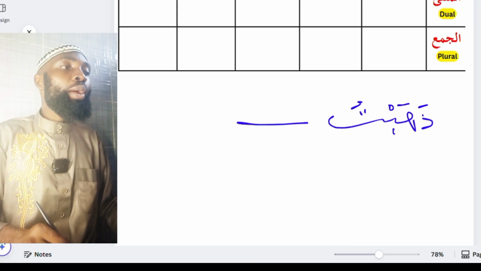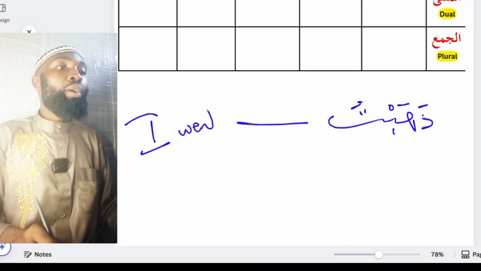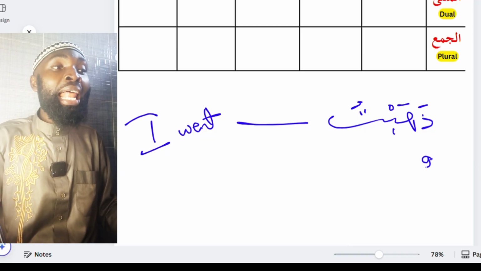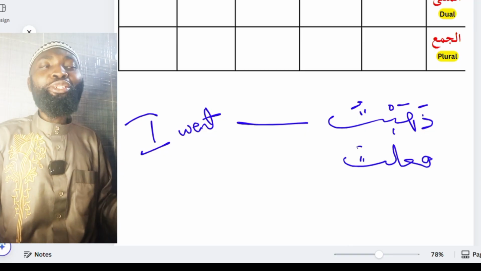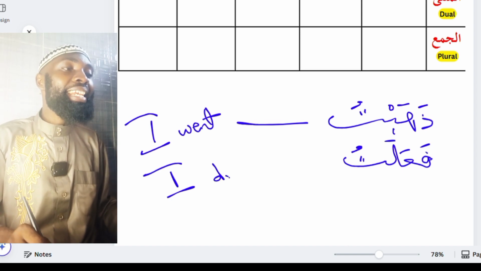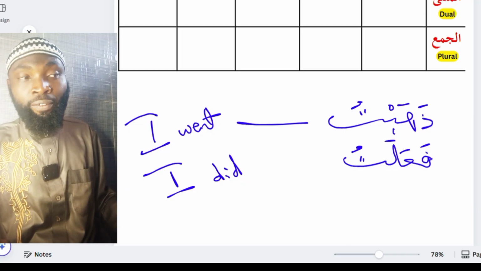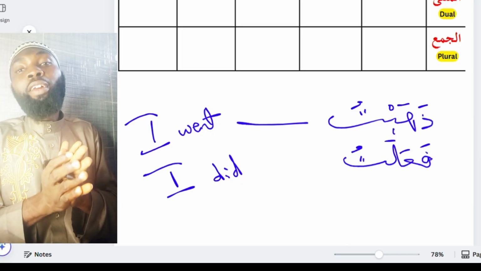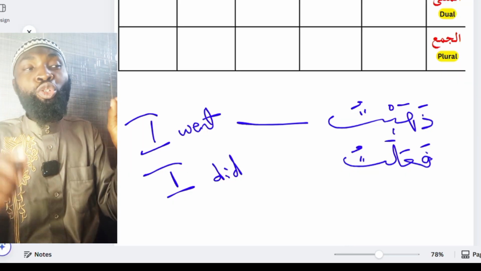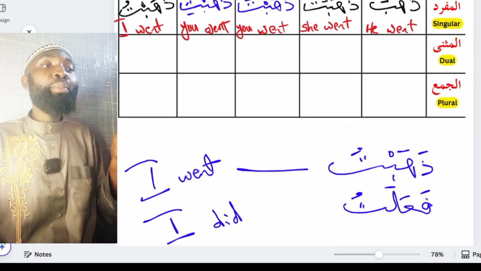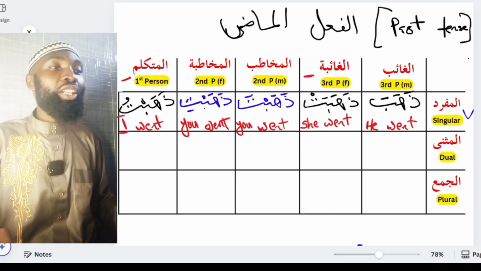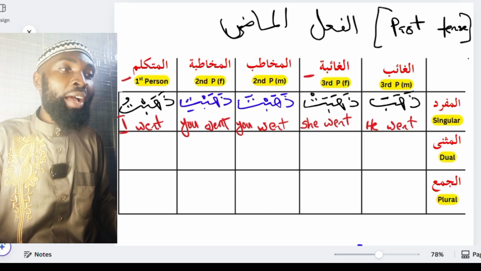If you have the word fa'ala, which means he did, it will become fa'altu, just ending with dhamma. Fa'altu, which means I did. If you have the verb shariba, which means he drank, it becomes sharibtu. Any other verb just ending with dhamma. This is how to form the past tense verb for the singular. Now we are done with the singular verb.